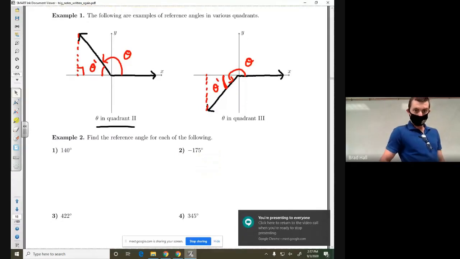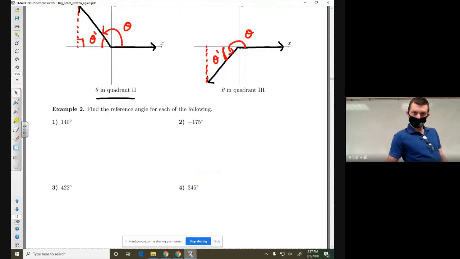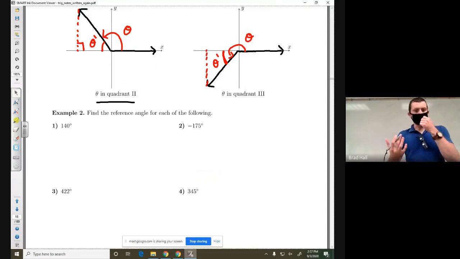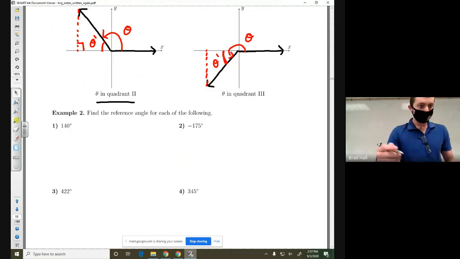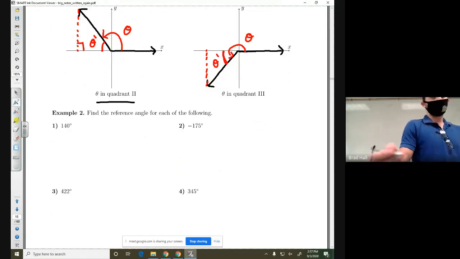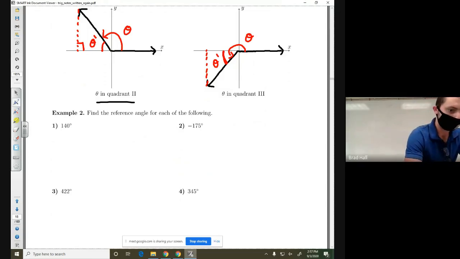So let's go right here. We're going to find the reference angle for each of these random angles. We'll also go ahead and plot these on an XY plane. So number 1 here, 140 degrees. Let's go ahead and put that on an XY plane.